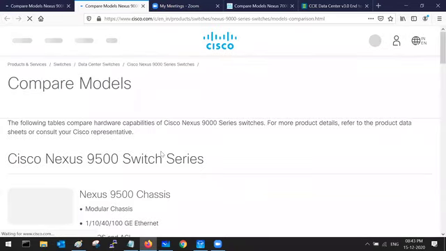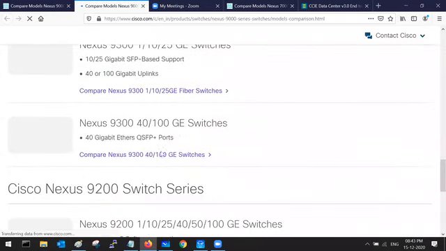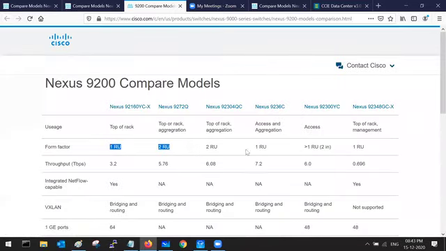So let us go to the 9200 series of switches. All right, so here we have 9200. Let me go to 93 as well. See this 9216, 9272, these are all 1 rack unit or 2 rack unit switches. And typically they are used as top of the rack.